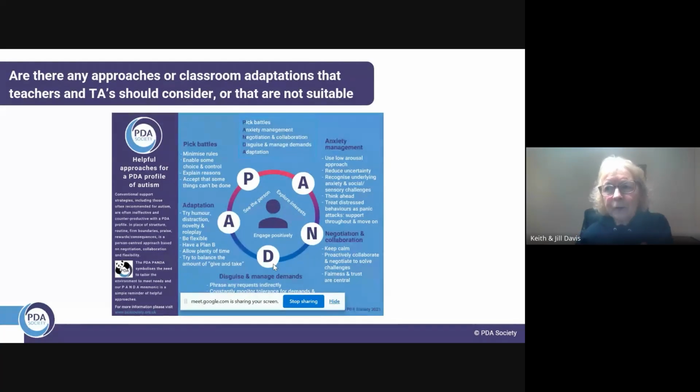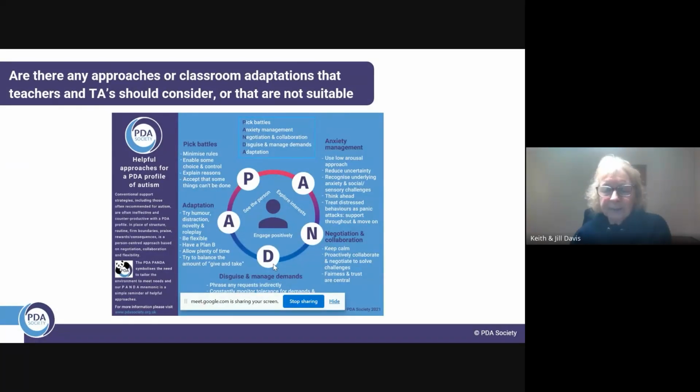Okay, so in these next few slides, we just thought it would be helpful if we could give you some frequently asked questions. So one question we get asked a lot is this one: are there any approaches or classroom adaptations that teachers and TAs should consider or that are not suitable?